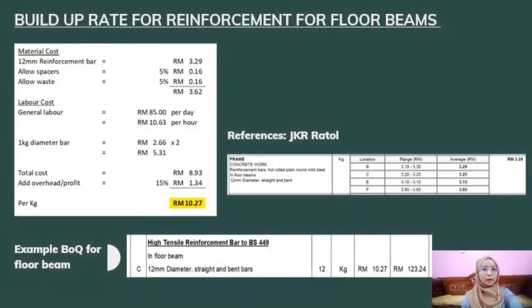So, for the floor beam, the reinforcement for floor beam is similar to the build-up rate for the reinforcement for ground beam. Here the difference is that the rate is taken from the rates from the JKR. In the JKR there is a differentiation between the reinforcement for floor beam and ground beam.